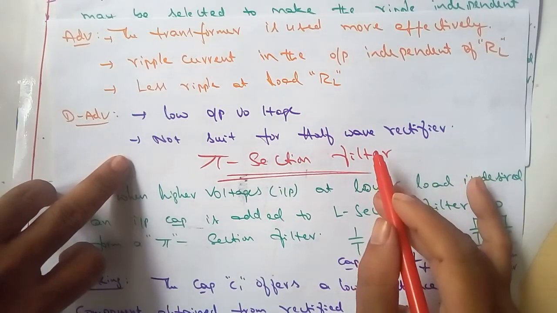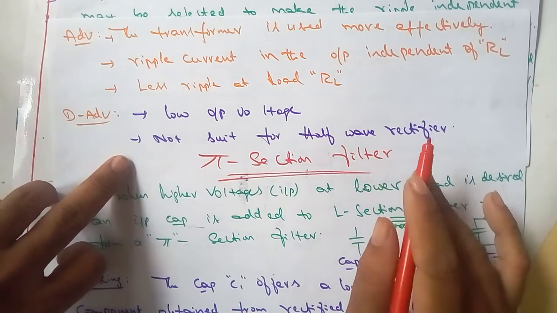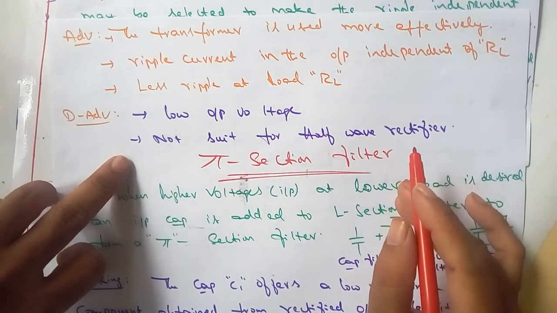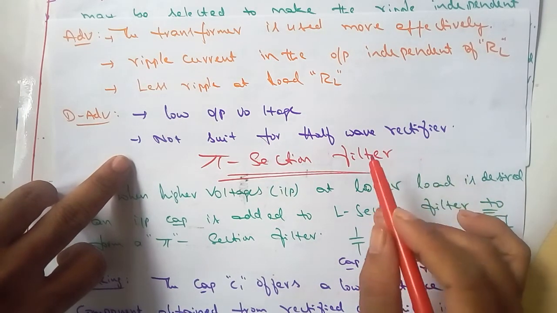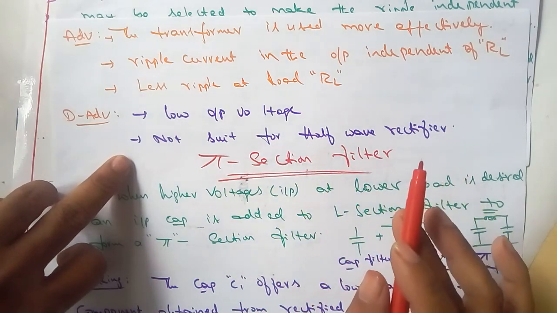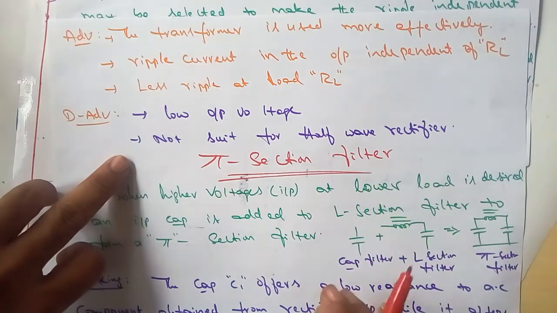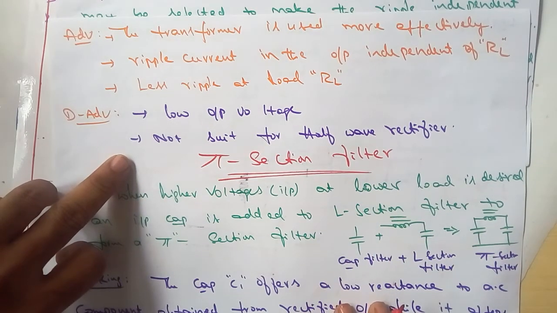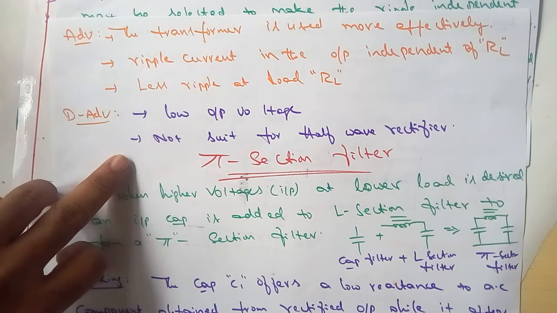Another one is that it is not suitable for the half wave rectifier. If you want to use this filter for the half wave rectifier, it does not work properly. So the half wave rectifier is not suitable. Only the full wave rectifier can be used, right, Nana? So this is about the L section filter, right?